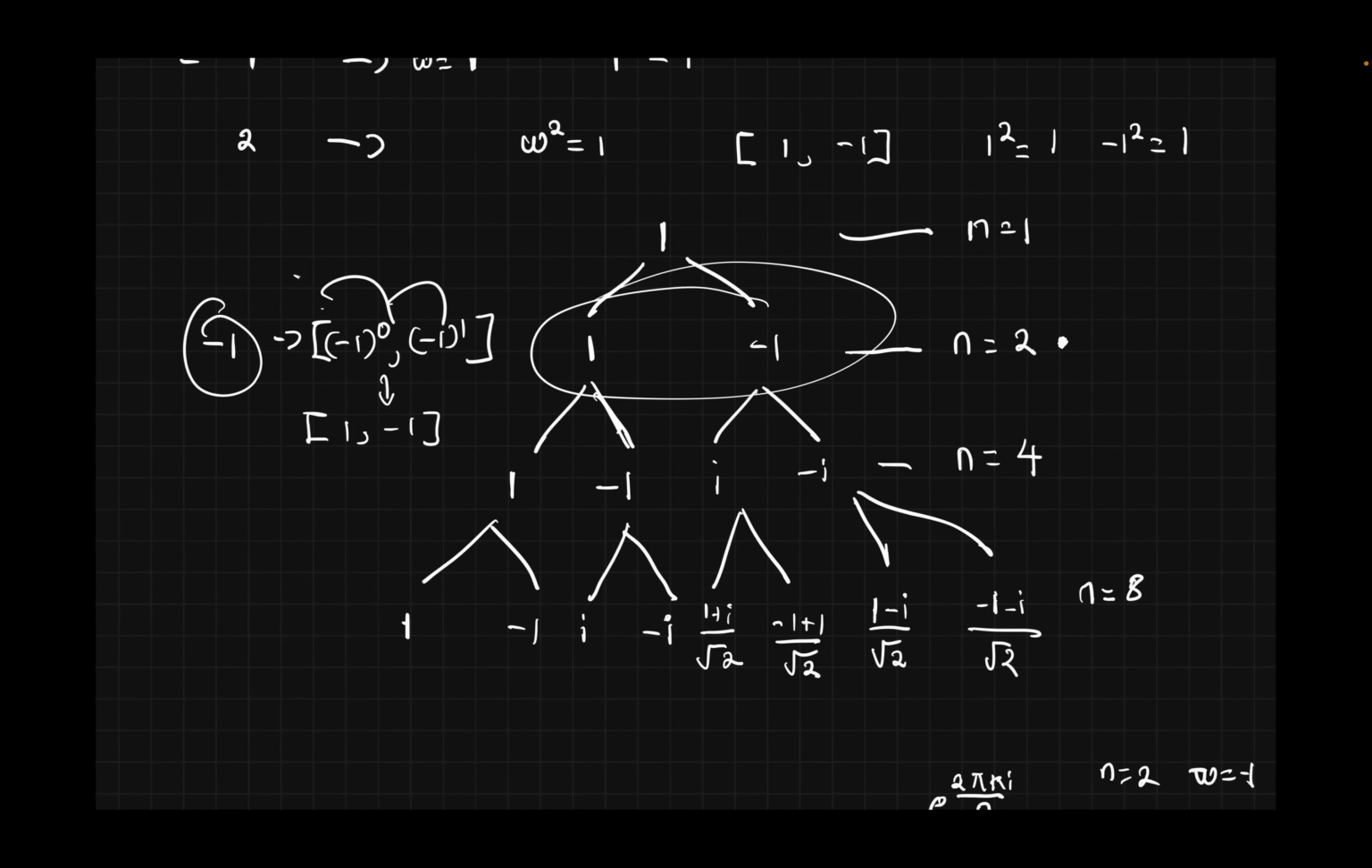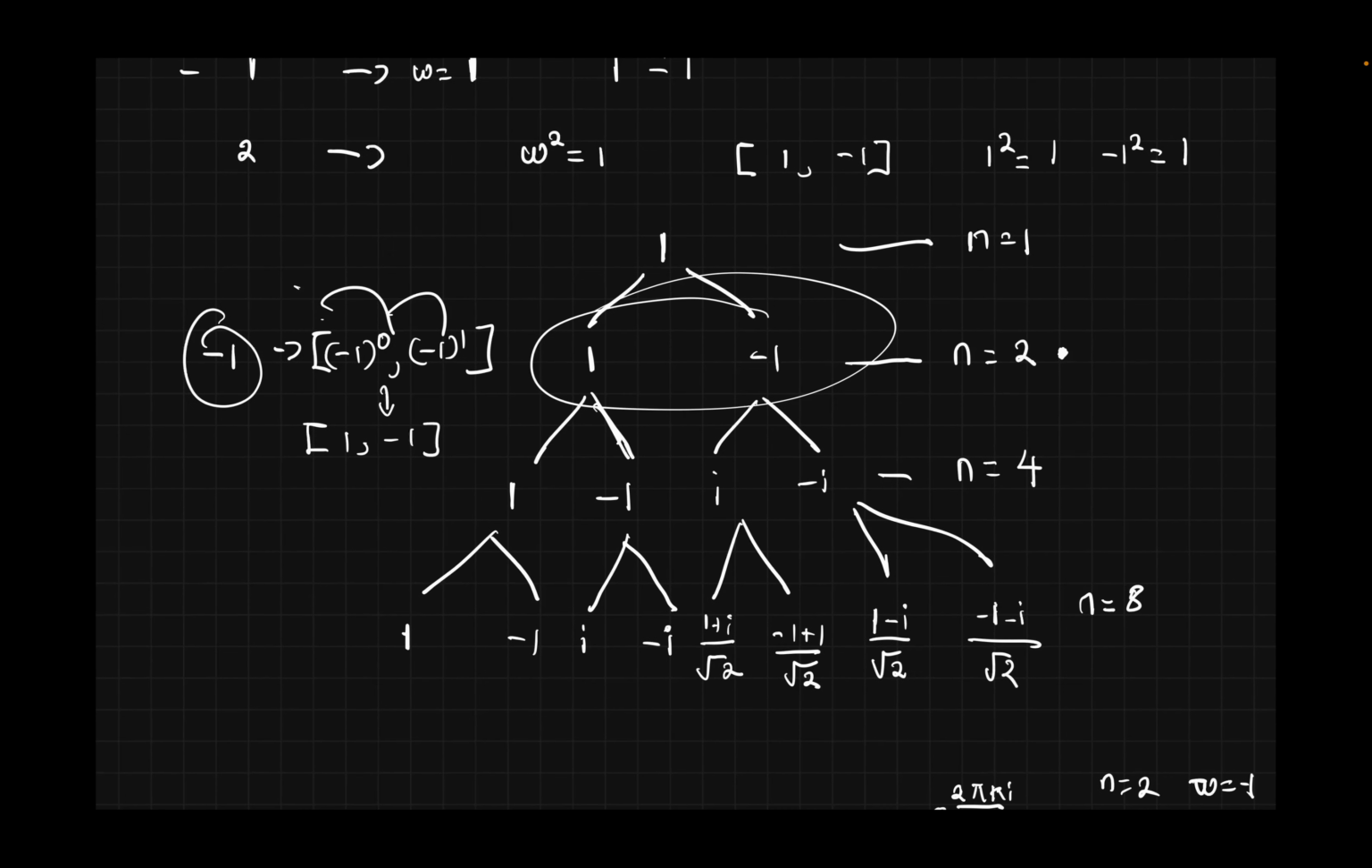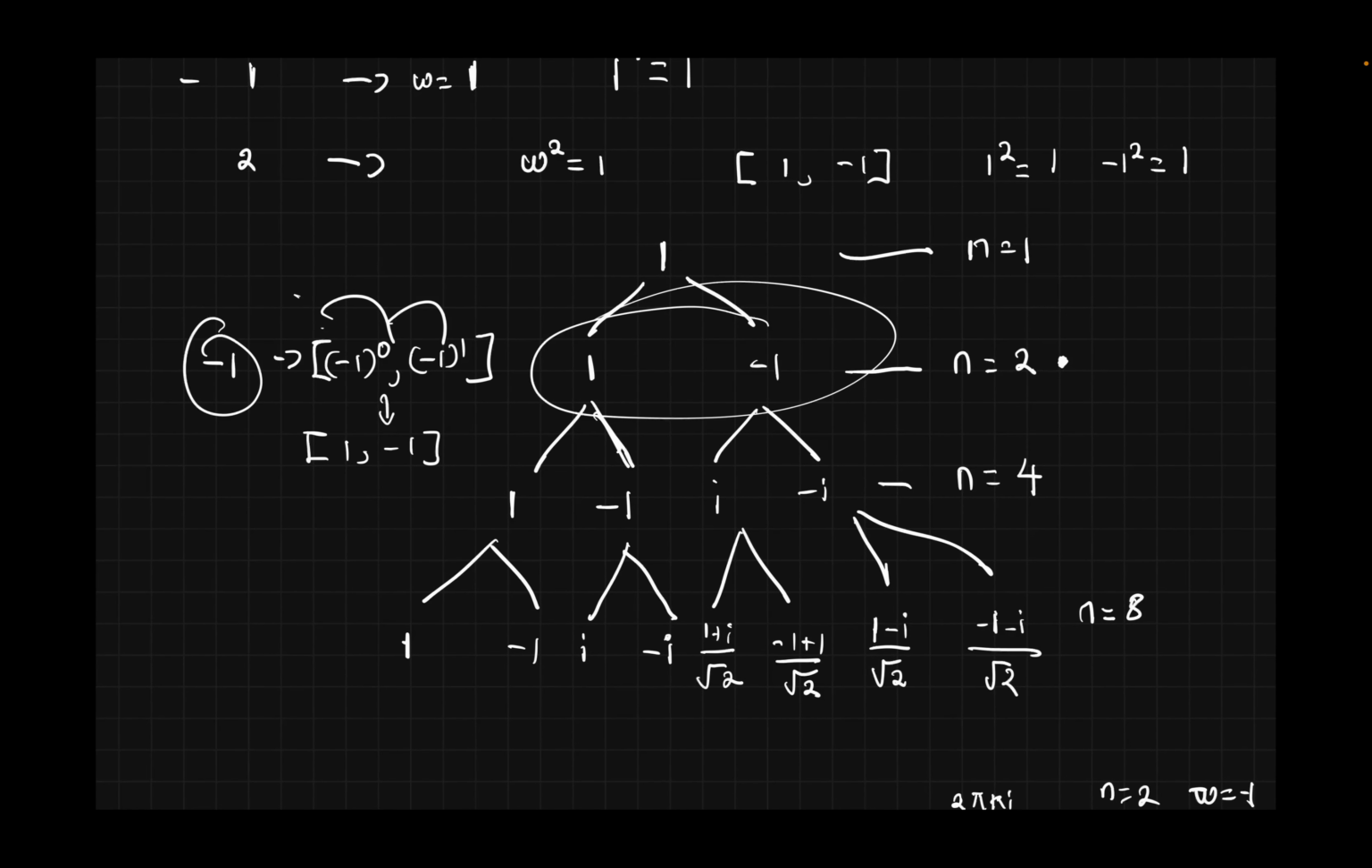Square 1, what will you get? Square minus 1, what will you get? Square i. Square minus i. So 2 elements in that nth root of unity, when you square them, will give you the same element in the next root of unity. This is the key thing that FFT takes advantage of. It takes advantage of this to prevent repeated computation.